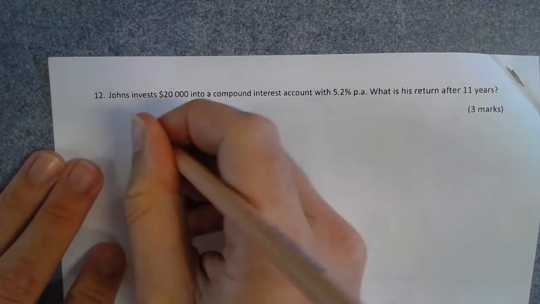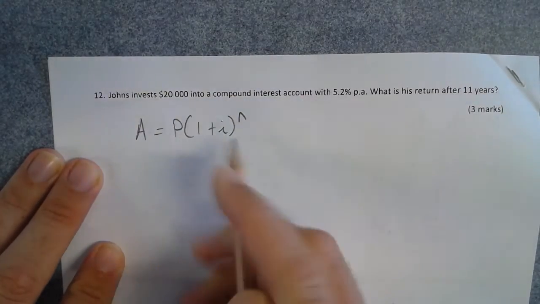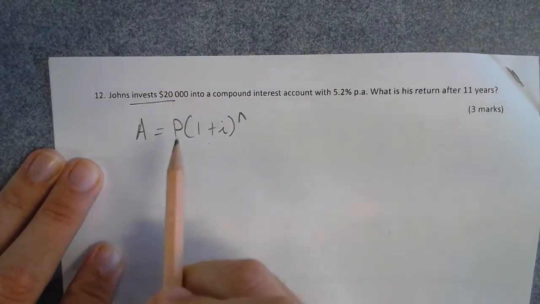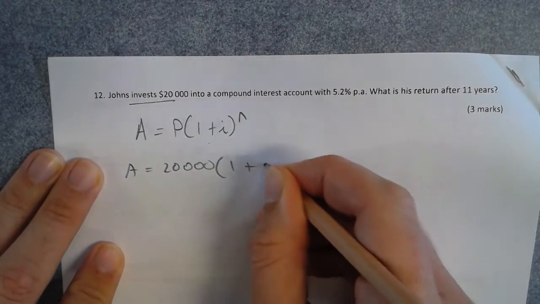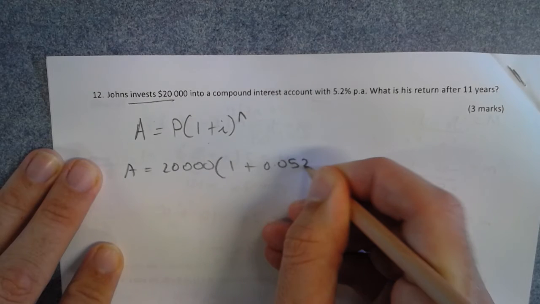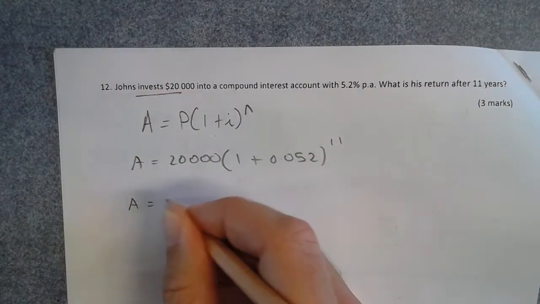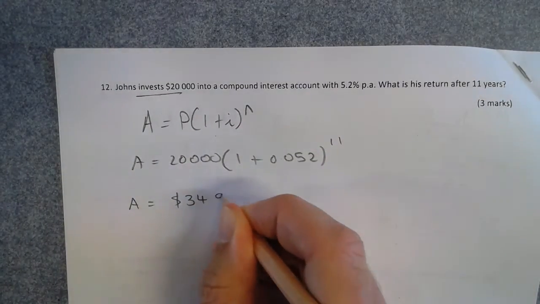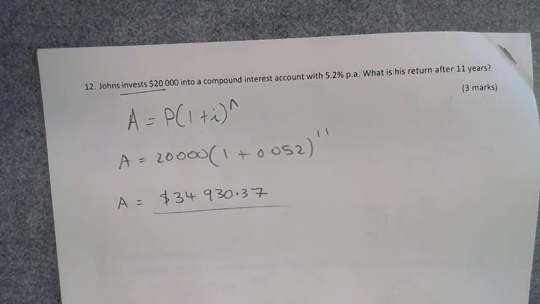Alright. Question 12. John invests $20,000 into compound interest. What's his return after 11 years? So for compound interest, the formula is P times (1 plus i) to the power of n. It's plus because it invests, it's an increase. The principal is 20,000. The interest rate is 0.052, and it's to 11 years. So you type that into your calculator, and therefore his return is $34,930.37, because we must round to 2 decimal places.